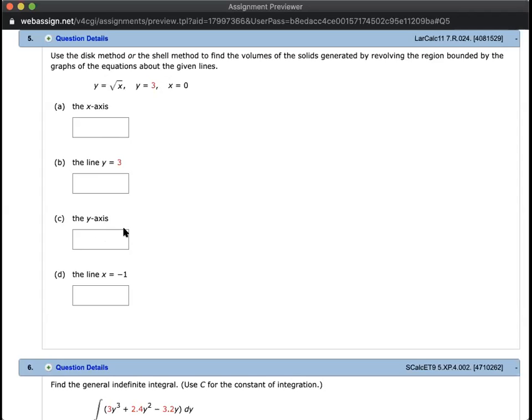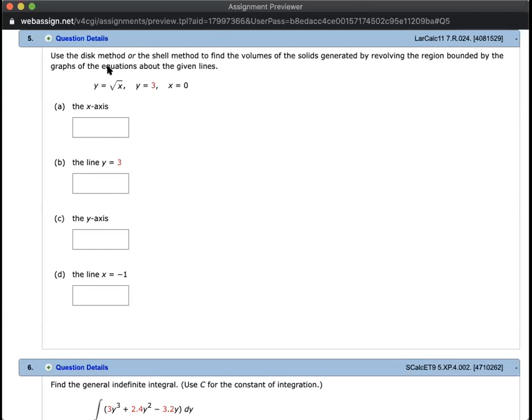So number 5, we've got y equals square root of x, y equals 3, and x equals 0, about, and then part A is the x-axis, so we're revolving about the x-axis, then the y-axis, or I'm sorry, then the line y equals 3, then the y-axis, and then x equals -1. So let's review this.